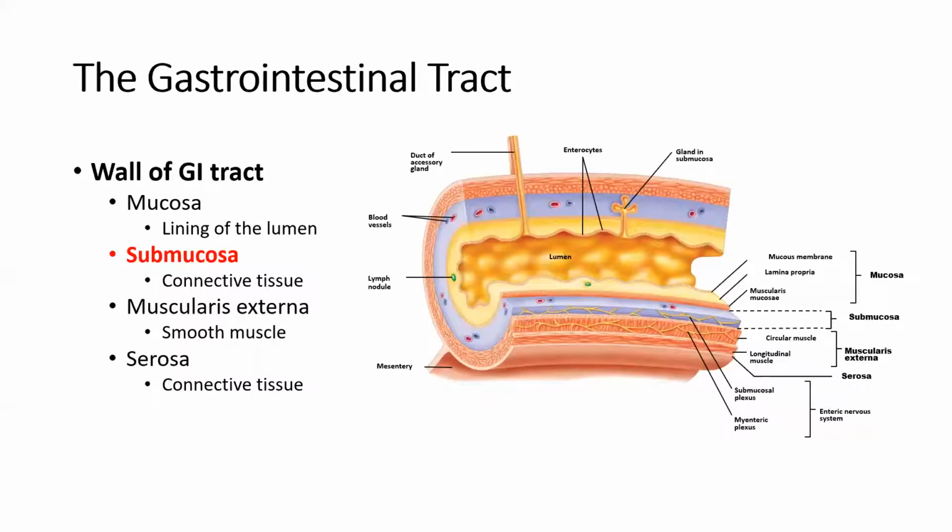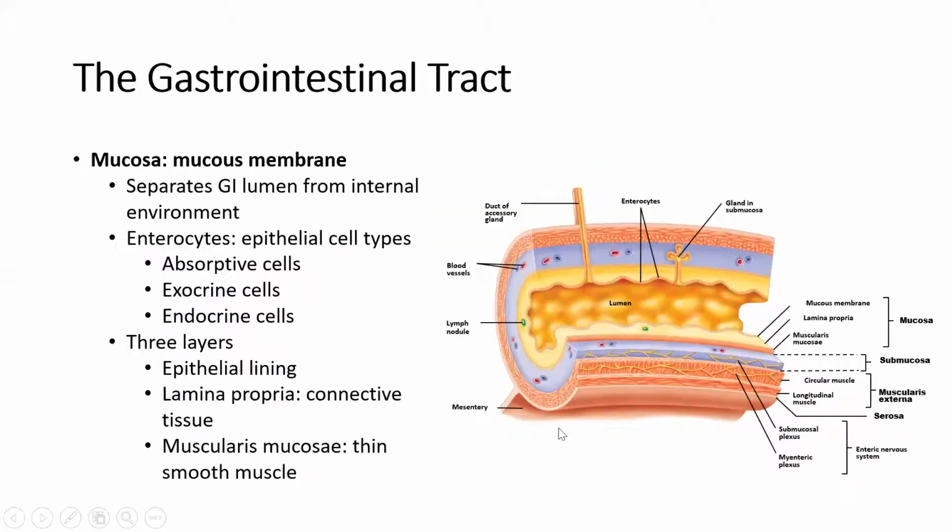Okay, so this will pretty much be a review of that. So we have the wall of the GI tract formed by the mucosa, which is the lining, the submucosa, which is a connective tissue layer, the muscularis externa, which has smooth muscle, and then the serosa, which is also connective tissue. And we can see those layers here as well, and some of the contents of the layers, just like what we just drew. So we're going to go through each of these layers and talk about what the functions of these elements are.